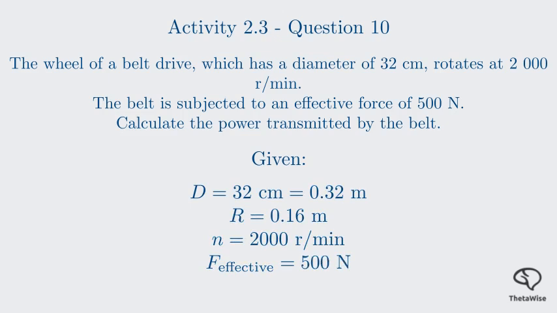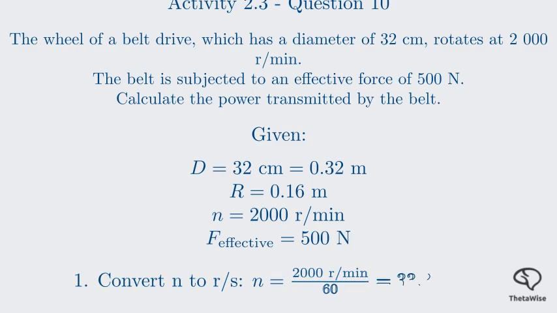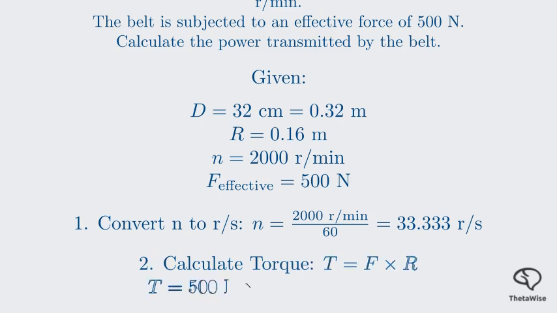The first two steps are conversions. First, convert rotational frequency to revolutions per second. 2,000 divided by 60 gives 33.333 revolutions per second. Second, calculate the torque. Torque equals force times radius. T equals 500 newtons times 0.16 meters, which is 80 newton meters.